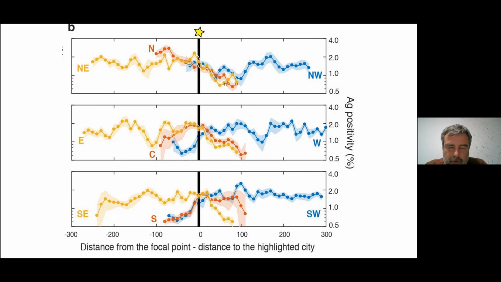So these three pictures on the top agree. The ones in the center have some problem, which I will explain in a second. But in the south, you see red and blue actually show similar patterns.